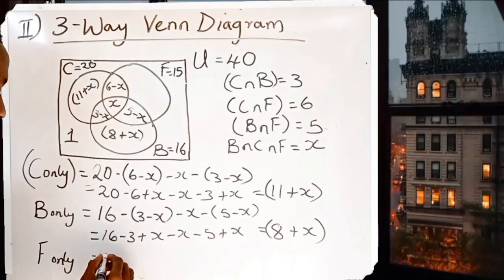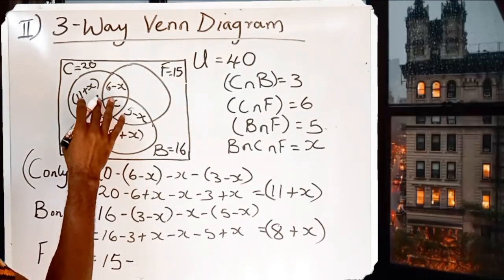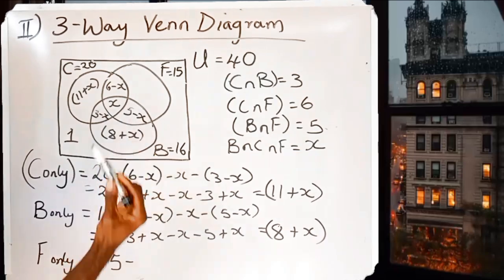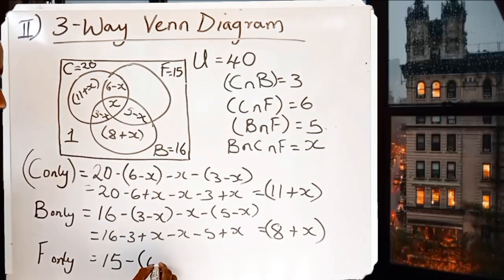So F only is 15. We'll subtract everybody you see in the circle for F. We have 6 minus X, we have X, and we have 5 minus X. So let's go.